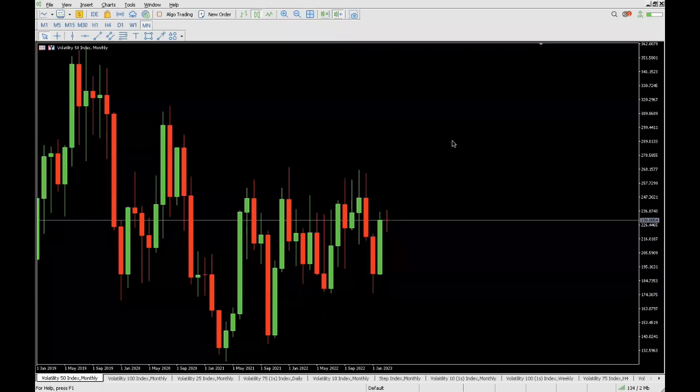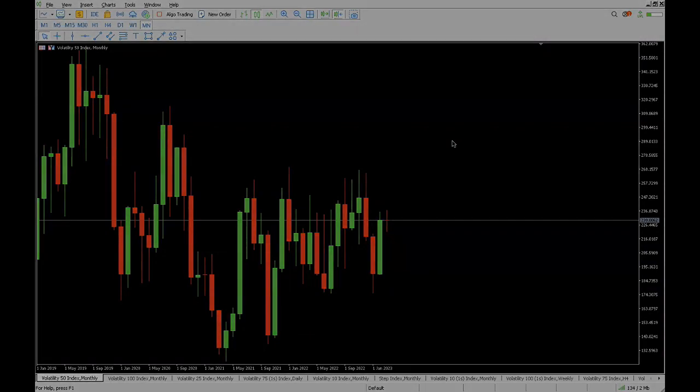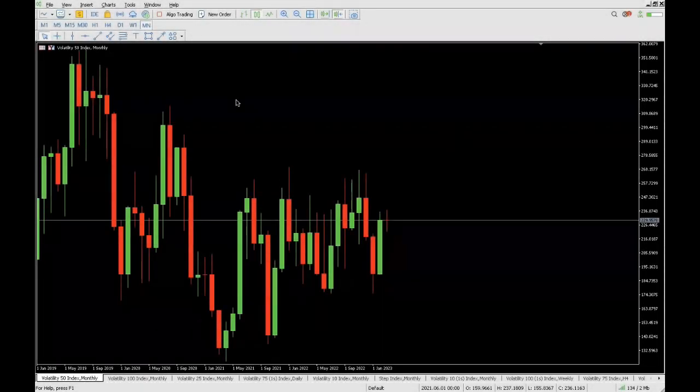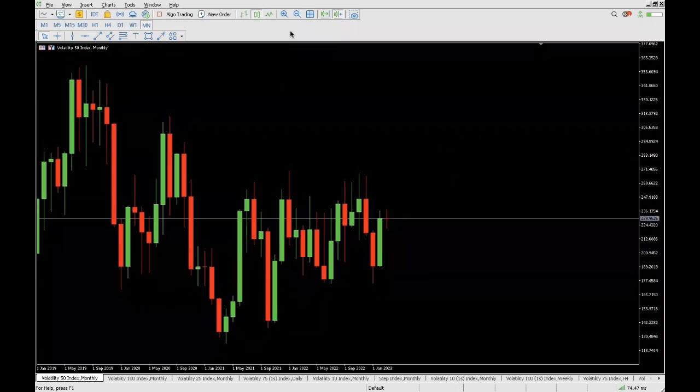Today, I'll be discussing using lines of sensitivity along with momentum and market structure. All right, so in front of me, we have Volatility 50 on the monthly time frame. As usual, I always say the higher time frame is king, and you want to really start your analysis here so that you can see how you can best take advantage of things.